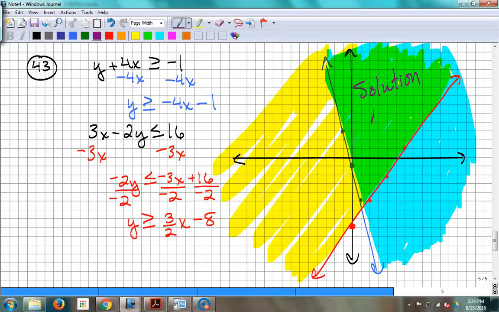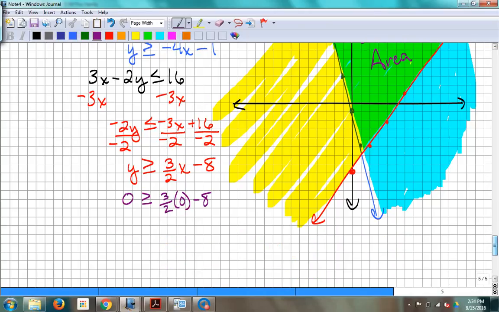How do you know what side to shade? By that test point that I'm putting in there. I'm checking 0, 0, Jordan, and 0, 0 is right here. It's on this side. If I plug that into my inequality, I'm testing is 0 greater than 3 over 2 times 0 minus 8. So that's where I'm getting 0 greater than negative 8. If it's true, which this one is, I'll shade the side my test point's on. Because I know 0, 0 is here, I'm going to shade this side that it's on. If it were false, I go to the other side of that.